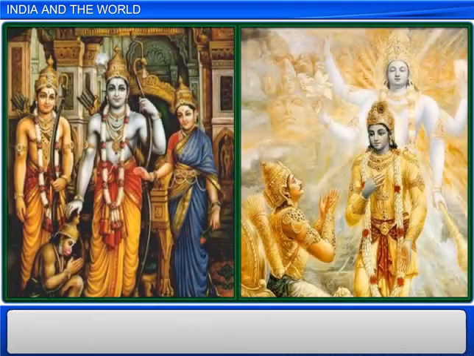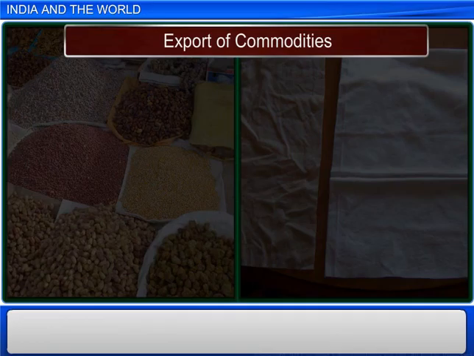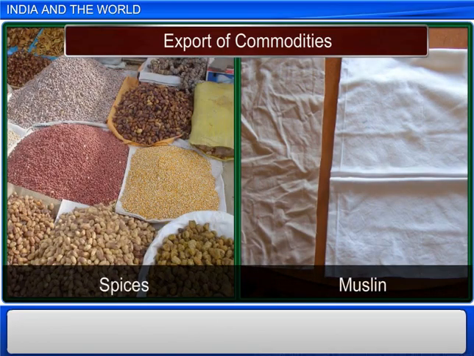For example, ancient scholars took ideas from epics like the Ramayana and the Mahabharata and teachings of the Bhagavad Gita to the world through these routes. Commodities like spices and muslin were also exported through these routes.